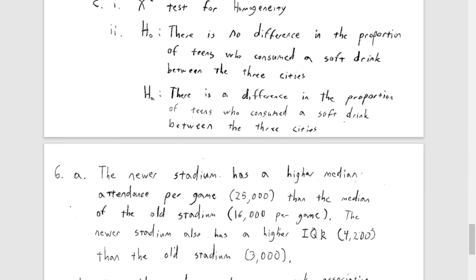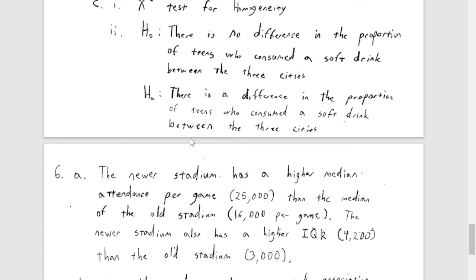So, the newer stadium has a higher median attendance. We're using median because that's what we have in the box plot. That's our measure of center. Then the median in the old stadium, and I cited about what each of them were. And then the newer stadium also has a higher interquartile range spread than the old stadium. We can't really get shape from a box plot because that only gives us 5 numbers of the data set. But you should be talking about comparing center, comparing spread. That's what they're going to be looking for.